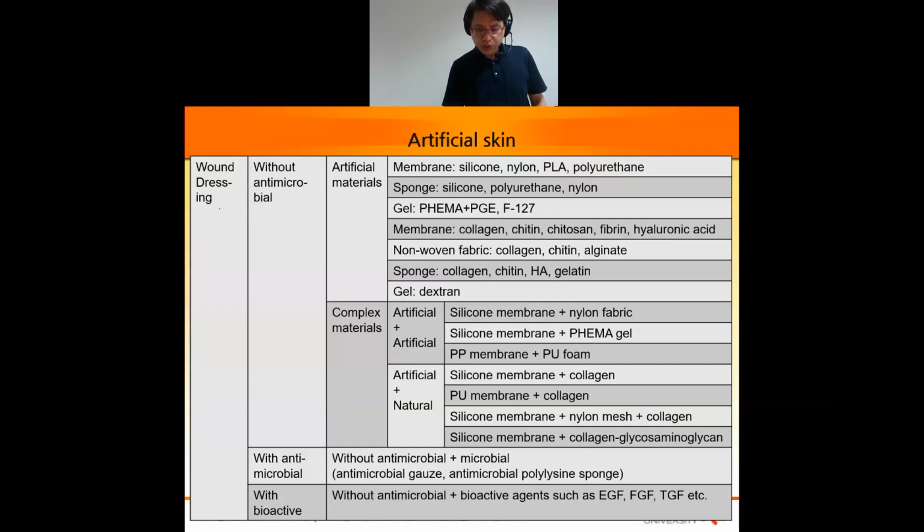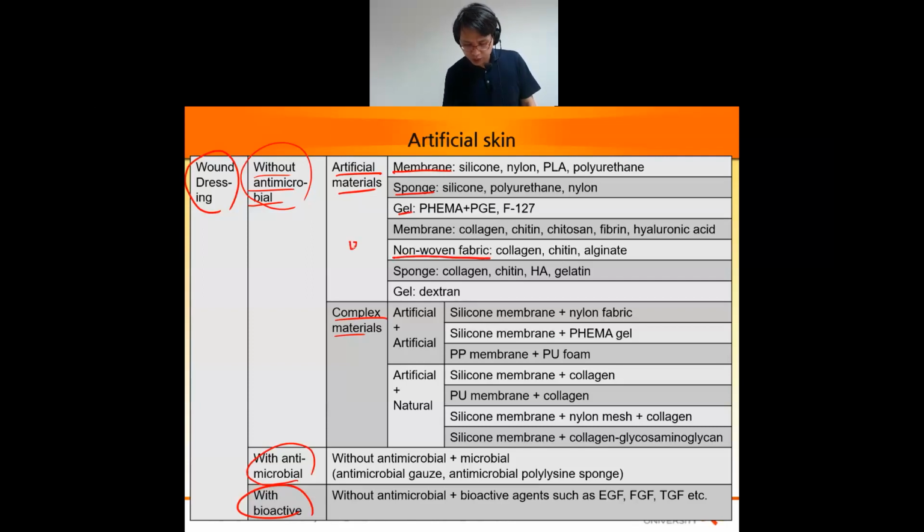It's a wound dressing. Wound dressing is the most widely utilized one. It has the biggest market. And it is divided into without antimicrobial type and with antimicrobial type. Or sometimes there exists wound dressing having some bioactive molecules. Among without antimicrobial type, we can divide them into artificial materials and complex materials. In artificial materials, there exists membrane type, spongy type, gel type, or sometimes non-woven fabric type.